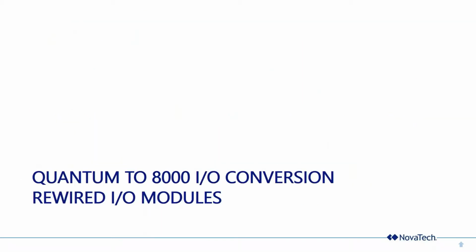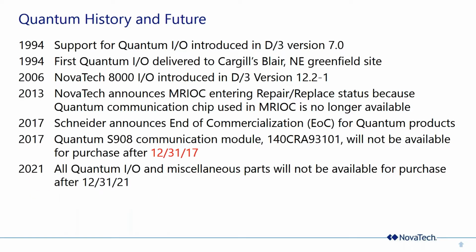So let's talk now about an actual conversion method. The first one I want to talk about is converting Quantum IO to 8000 IO. I'd like to start off with a little bit of history and some future of Quantum. Quantum was introduced in 1994 in D3 version 7. The first IO was delivered to Cargill's Blair, Nebraska Greenfield site to the tune of about 30,000 IO points.